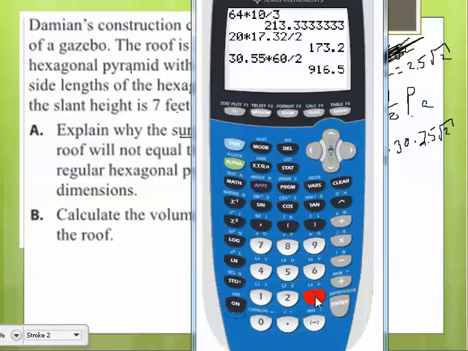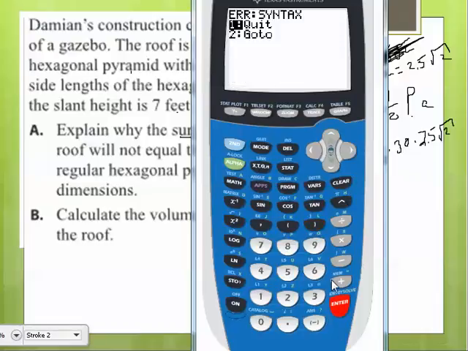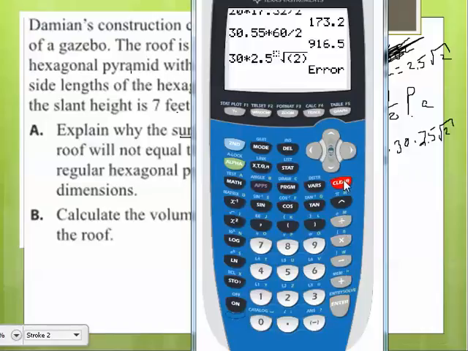So I've got 30 times 2.5 square root of 3, divide by 2, equals. Oh, yeah, equals. I knew it was not going to work. Okay, let's try that again.